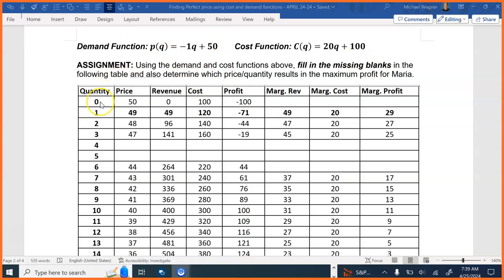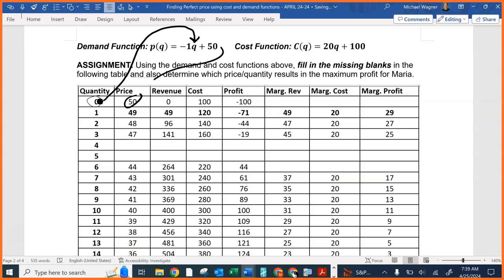Okay, first of all, quantity. All you do is you take the quantity, the 0, right? And you plug it into right there, and you multiply it. So 0 times anything is 0 plus 50, and that's how we end up getting 50, right? Now, if you don't sell anything, it doesn't matter what your price is, you're not going to make any money because nobody's going to buy any, right? So that's why the revenue, or the sales, another word for revenue is sales, is 0.